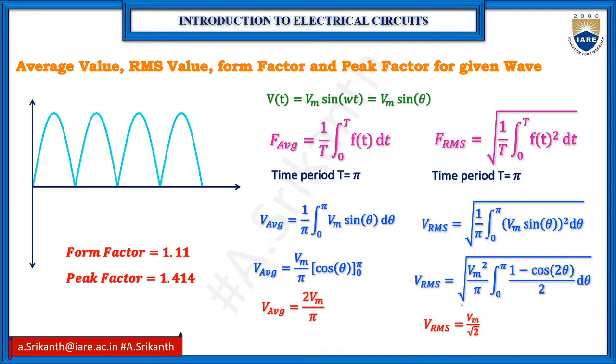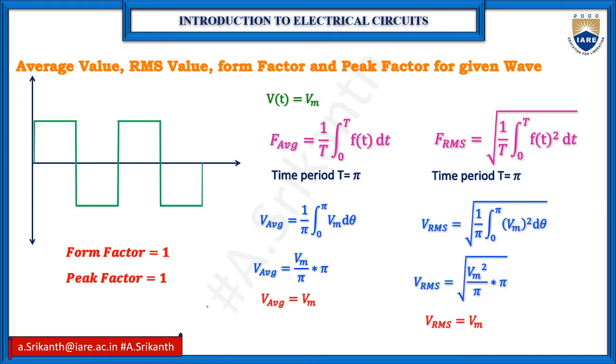Coming to the full wave, the full wave and the main sine wave have the same values. The form factor and peak factor are also the same. The average value and RMS value are the same for the main sine wave and this full wave, because the time period is the same. If you take the RMS value over 2 pi, you will get the same answer, and over pi also you will get the same answer.